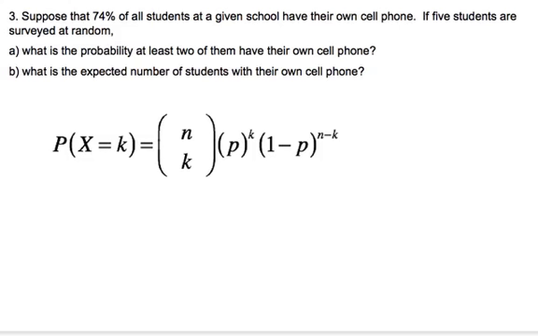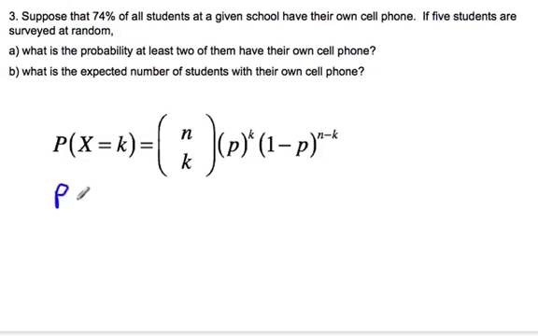Now in this question, the easiest way to do this is to solve indirectly. Now we're told that 74% of students in a given school have their own cell phone. If five students are surveyed at random, part A asks us, what is the probability that at least two of them have their own cell phone? So we could figure out the probability of two having a cell phone, 3, 4, 5. That would be a lot more calculation. So we're going to use an indirect method here.